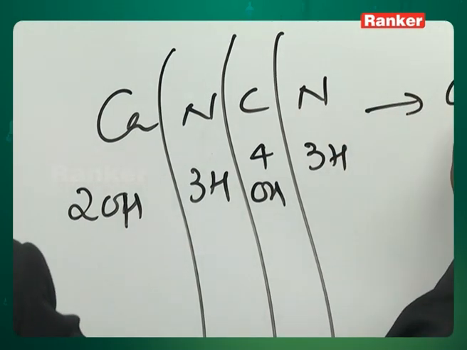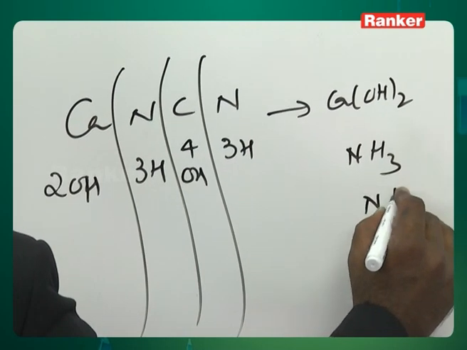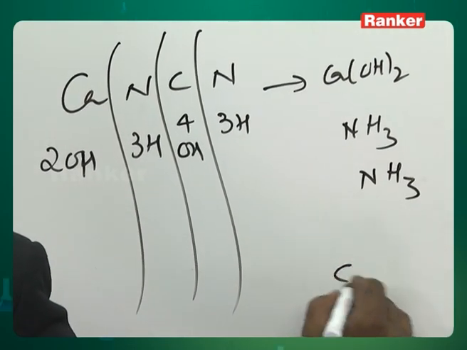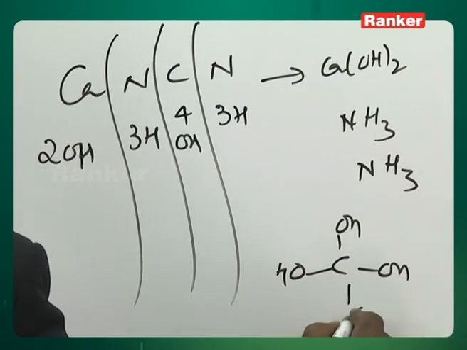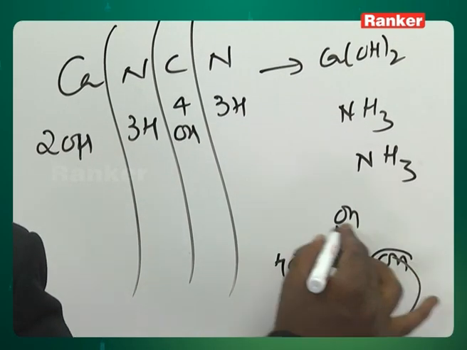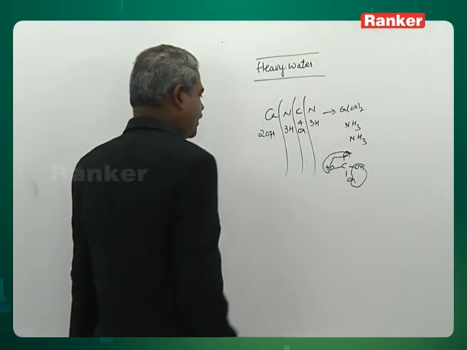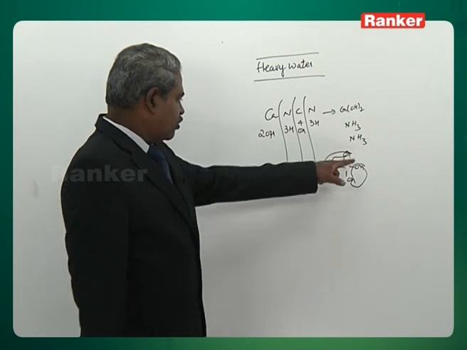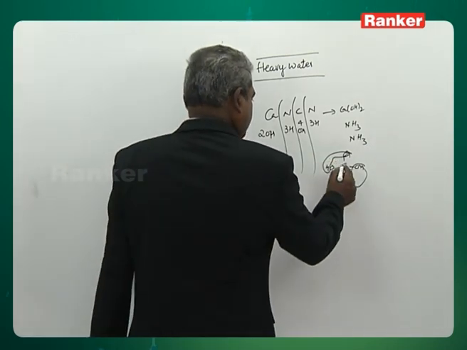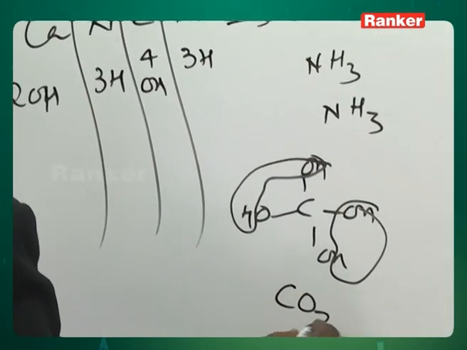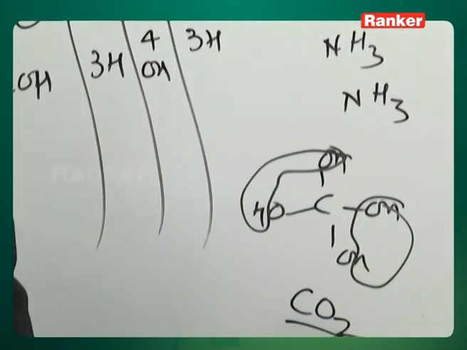Calcium hydroxide, ammonia, COH 4 times, H2O, because carbon cannot handle more than one OH. Automatic loss of water. Water is lost automatically. You get COH 4 times, which is nothing but carbon dioxide. So this calcium hydroxide and carbon dioxide end up giving CaCO3.